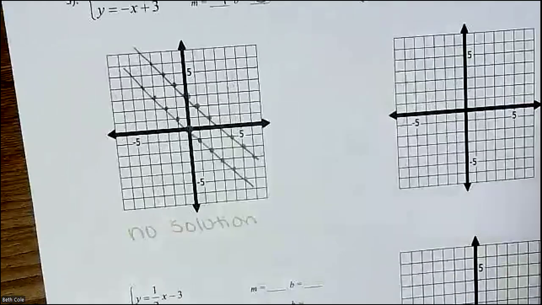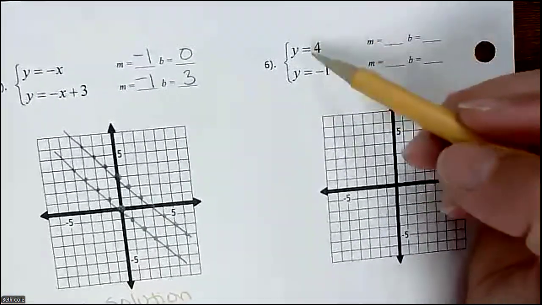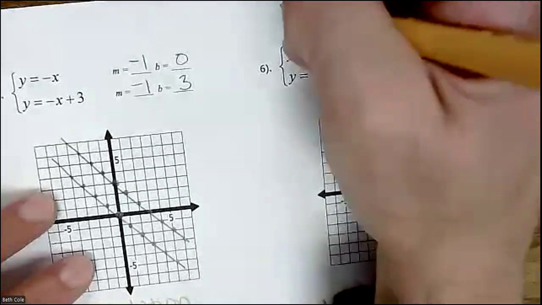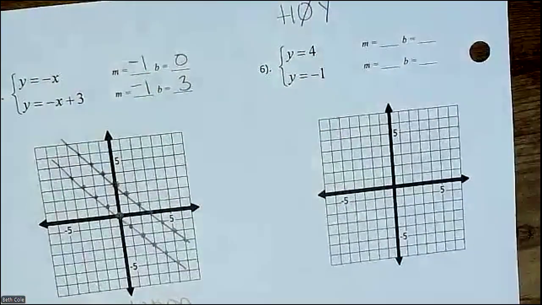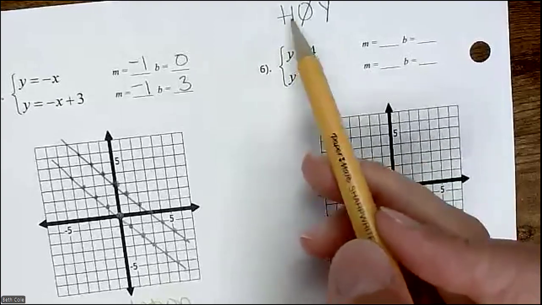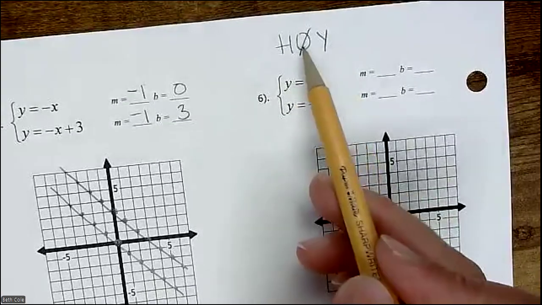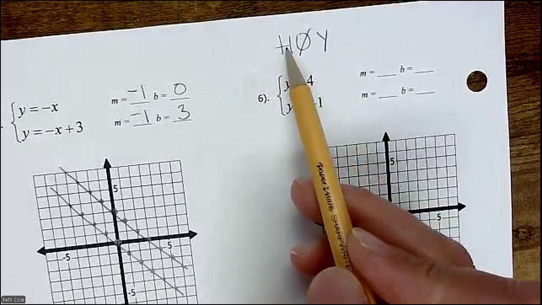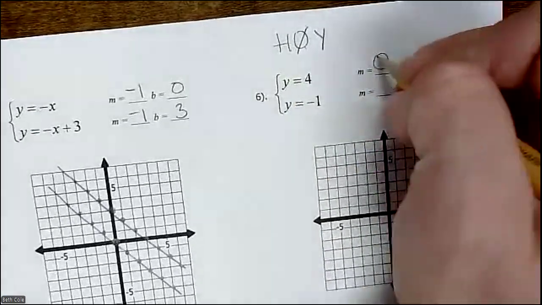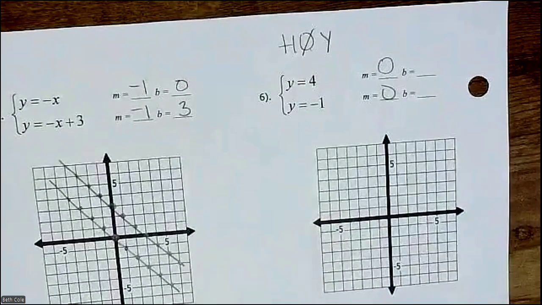All right, so let's try this next one. Do you see any X's over here? No, it's just Y equals a number. This is your Hoy Vux. I'm just going to write the Hoy part of it because they're both Y equals. What does the rest of this stand for? The Y means it's Y equals, but what is the rest of this? Horizontal, 0 slope. So for both of these, your slope is 0. It's going to be flat. If they were vertical, what would the slope be?